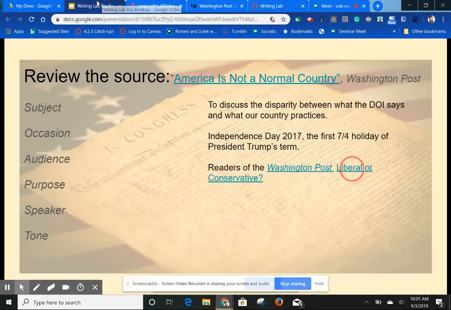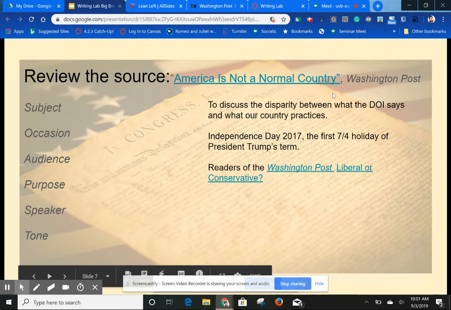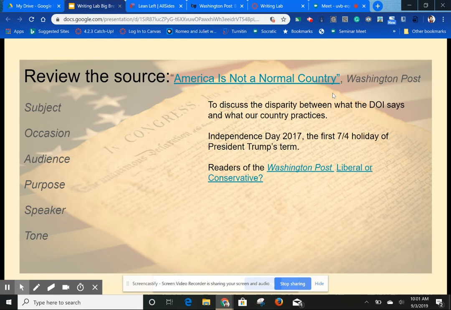Back to here. So the audience of this article, looking at what the Washington Post is, who would you say the audience for Gerson is? The people that read the newspapers. That particular one, they're going to be leaning towards the left, because if they're more towards the right, chances are they won't even pick up the Washington Post. They expect the bias.